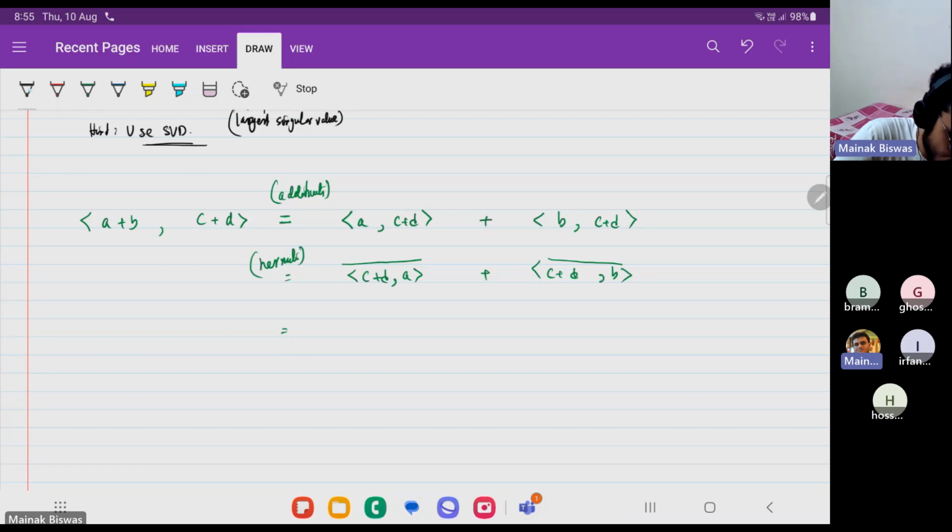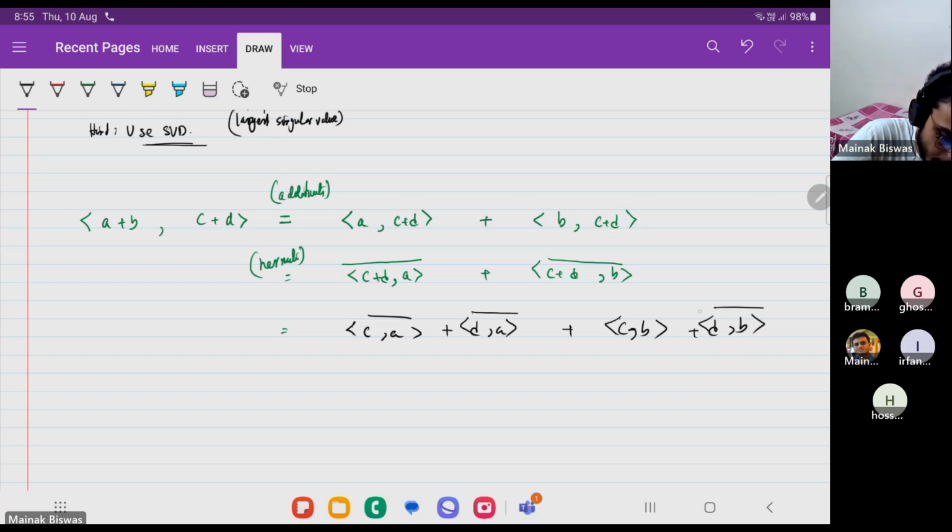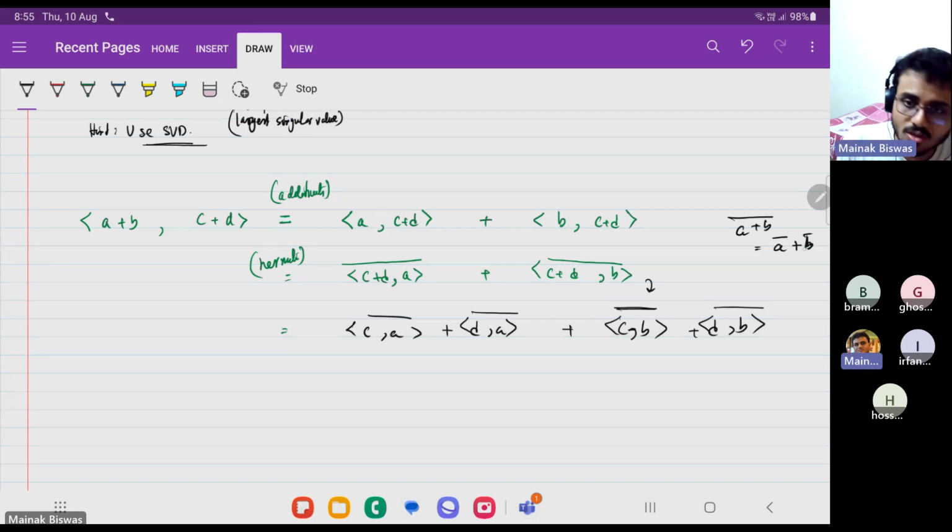Next steps, I will not write the names of the property. So you can use CA and DA plus CB, DB, correct or no? I'm using additivity again. And you know the conjugate of a sum of two complex numbers is the sum of their conjugates. This is very simple to prove. It's nothing. Yes or no?